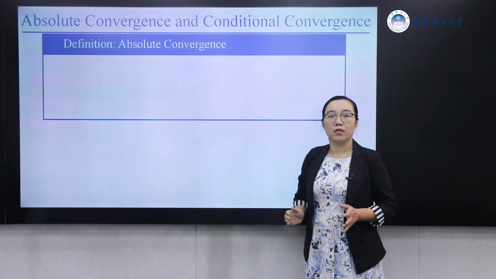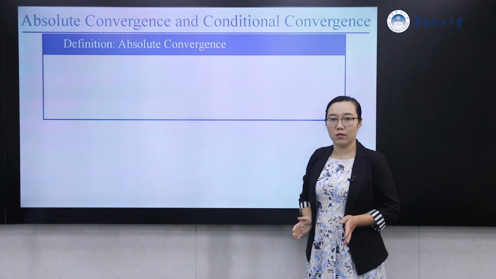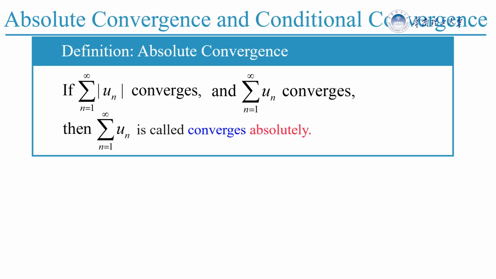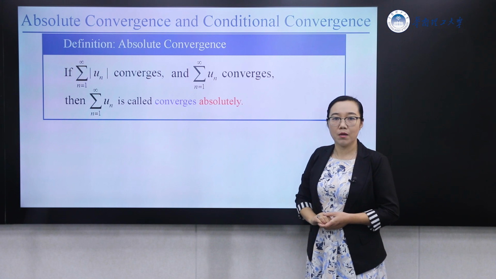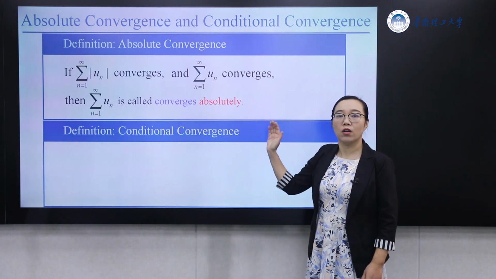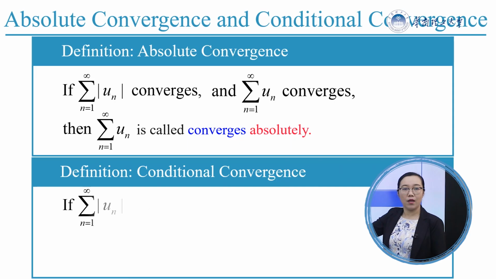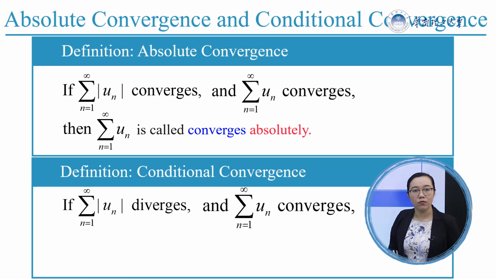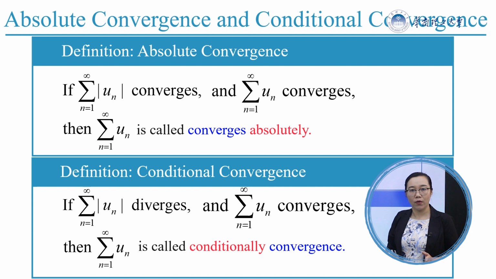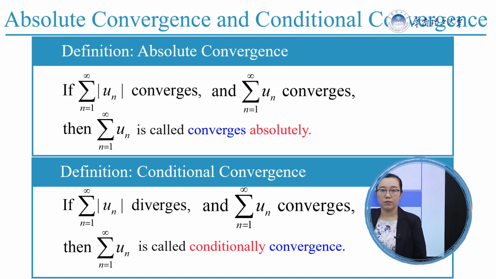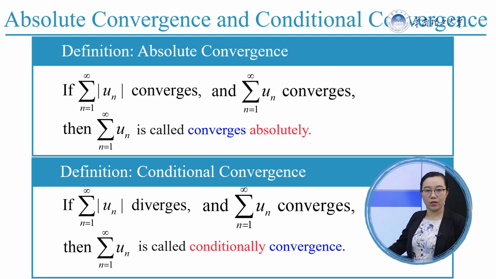Let's look at the definition of absolute convergence. If the summation of the absolute value of Un converges and the summation of Un converges, then the summation of Un is called converges absolutely. Then let's look at the definition of conditional convergence. If the summation of the absolute value of Un diverges and the summation of Un converges, then the summation of Un is called conditionally convergent.